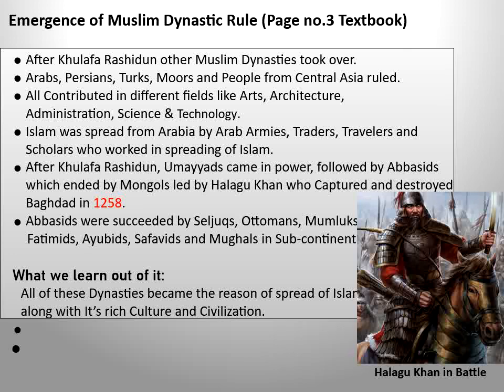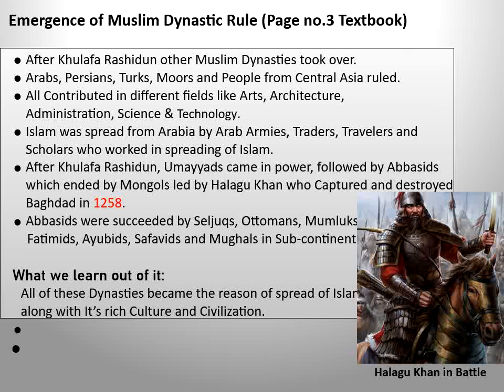Islam was spread from Arabia by Arab armies, traders, travelers, and scholars who worked in the spreading of Islam. Arab armies expanded to different places. Traders would take their goods to other markets of the world, for example Syria, China, and other places where they would sell their goods. Travelers traveled all around, and scholars worked hard in the spread of Islam. So this is how Islam was spread.